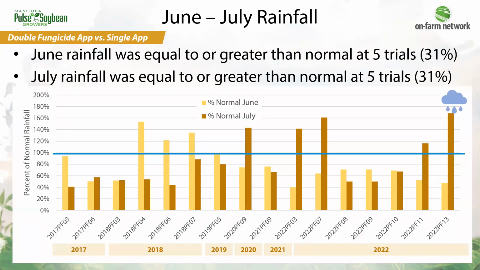Here's the percent normal rainfall for June and July at each individual trial. June and July rainfall were normal to above normal at 4 trials each, not at the same 4. But a third of all of these trials had a bit more moisture in both July and June.